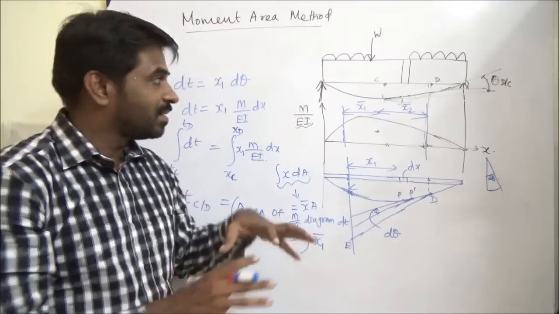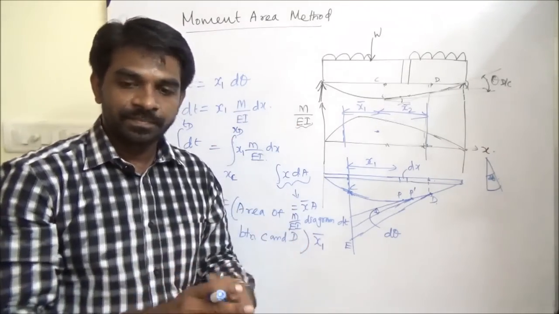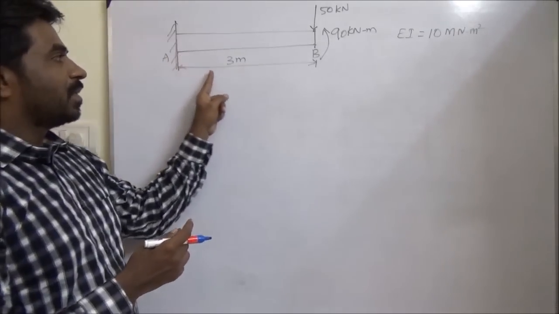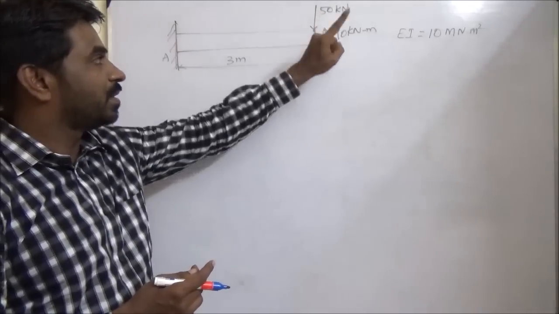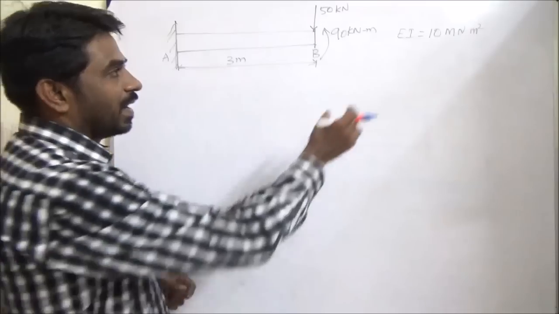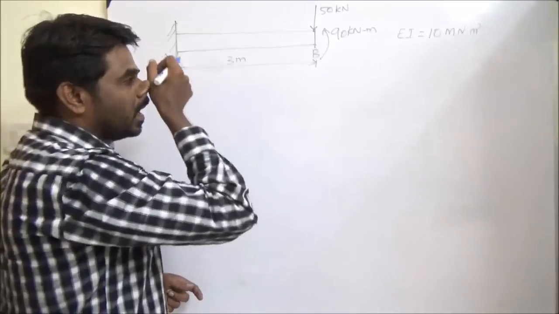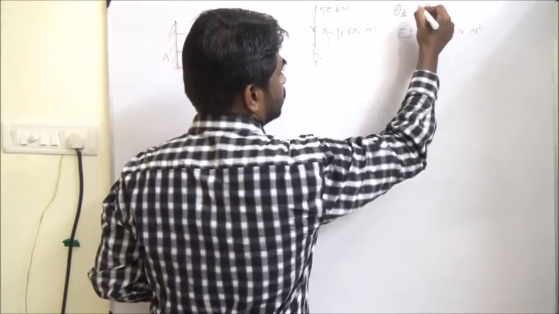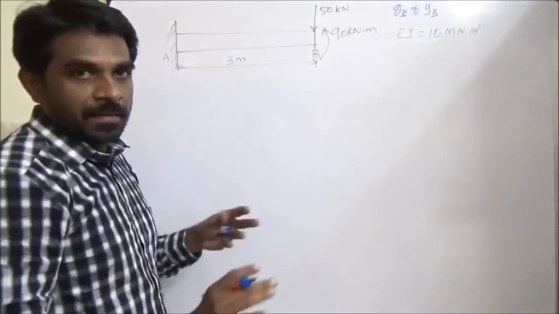Okay, now let us understand this with a simple problem. Let us solve this problem. A cantilever beam of 3 meter length is subjected with a 50 kilonewton concentrated load, and there is a moment 90 kilonewton meter, and the flexural rigidity value is given as like this, and what is asked is theta B and YB. Theta B slope at B and deflection at B.